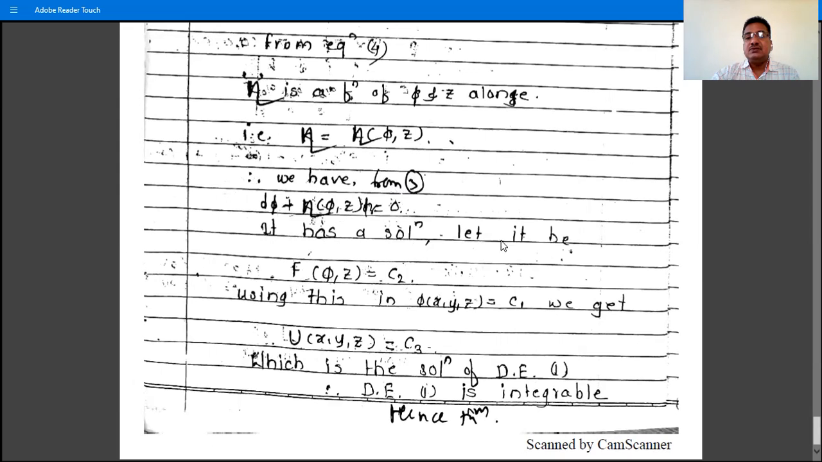And it has a solution. Let it be capital F(φ, z) equal to C2. Using this in the equation φ(x, y, z) equal to C1, we get u(x, y, z) equal to C3 as a new function, which is the solution of the differential equation 1. And so the differential equation 1 has a solution, meaning differential equation 1 is integrable, and hence the theorem. That is, the given differential equation 1 is integrable.